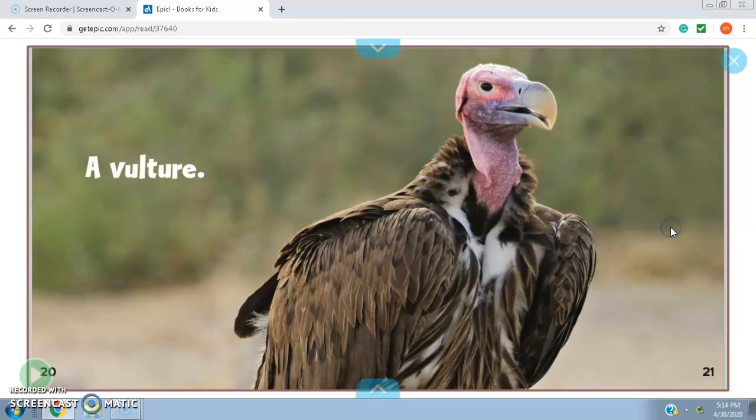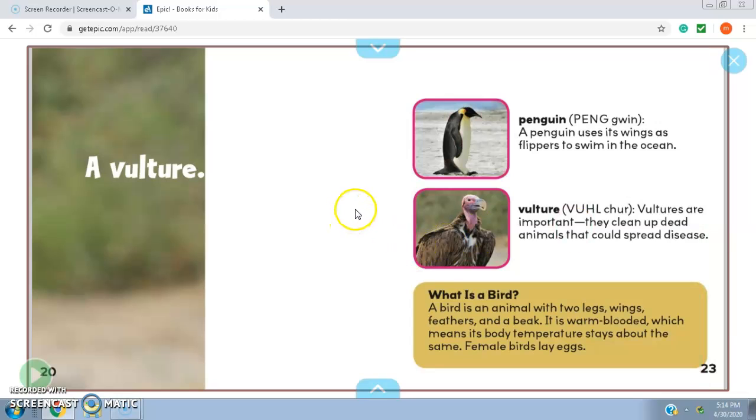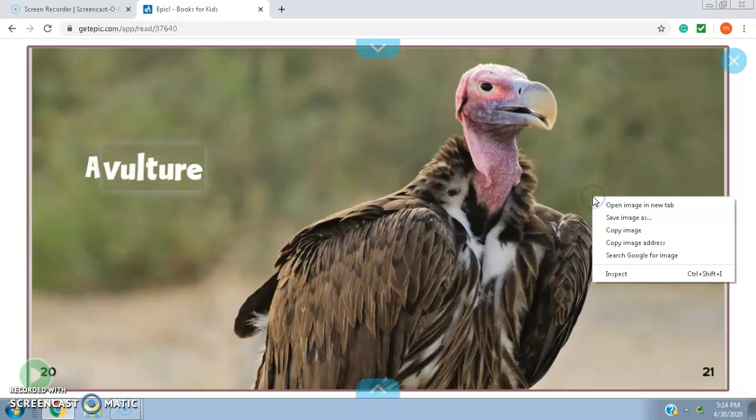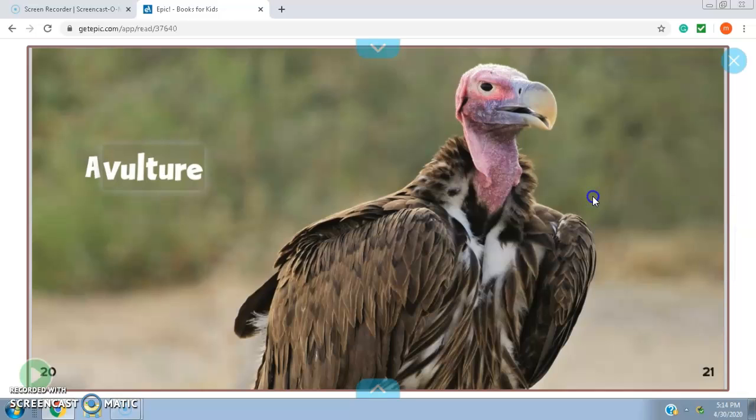Please wait. Okay, so now we're on page 21. Okay, what is going on here? This computer is so slow. Okay, yeah. Oh my god.